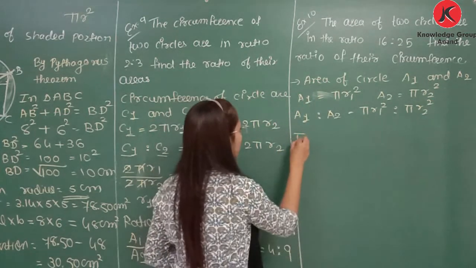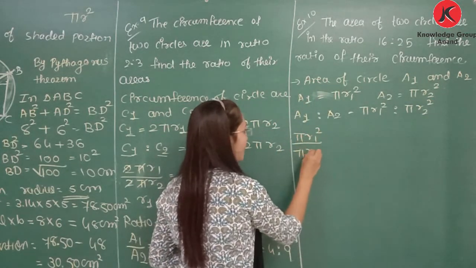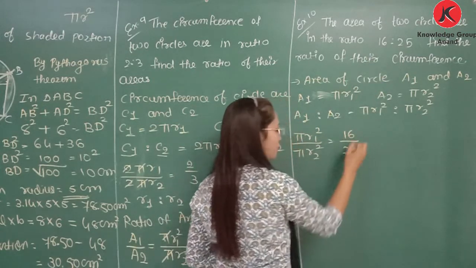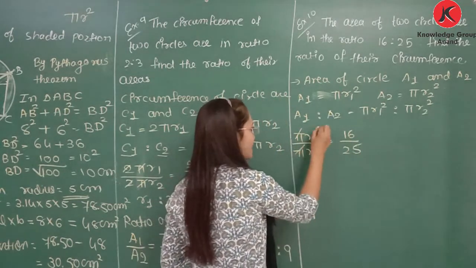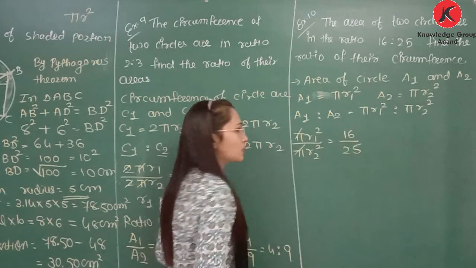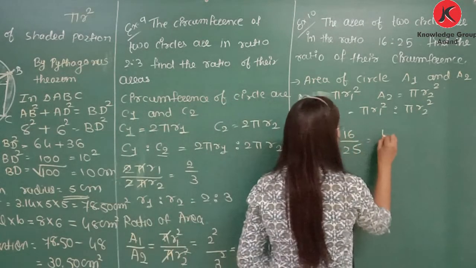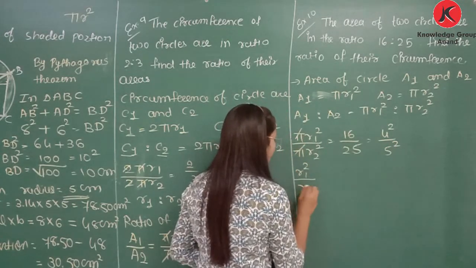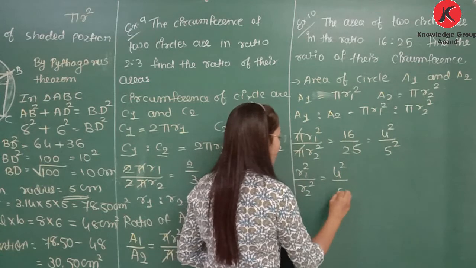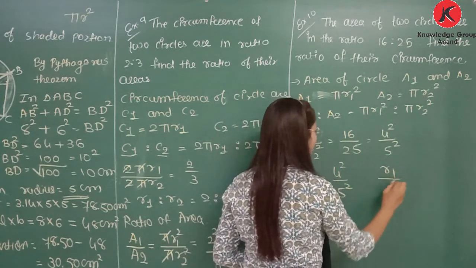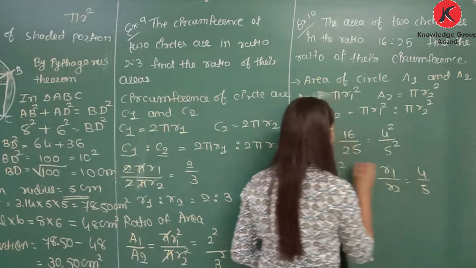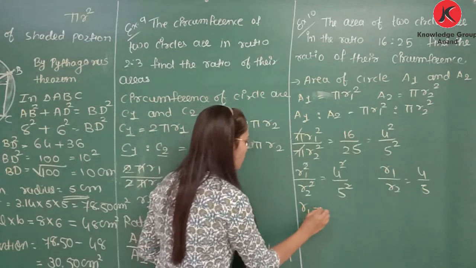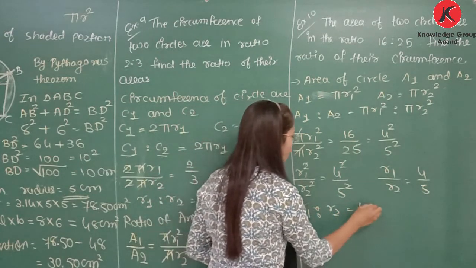So we can write pi r1 square divided by pi r2 square is equal to the ratio of the circle areas given, 16 divided by 25. So pi cancels. r1 square is 16 and r2 square is 25. So we can write it as 4 square divided by 5 square. So r1 square divided by r2 square is equal to 4 square divided by 5 square. We can cancel out the square, so the ratio of r1 to r2 will be 4:5.